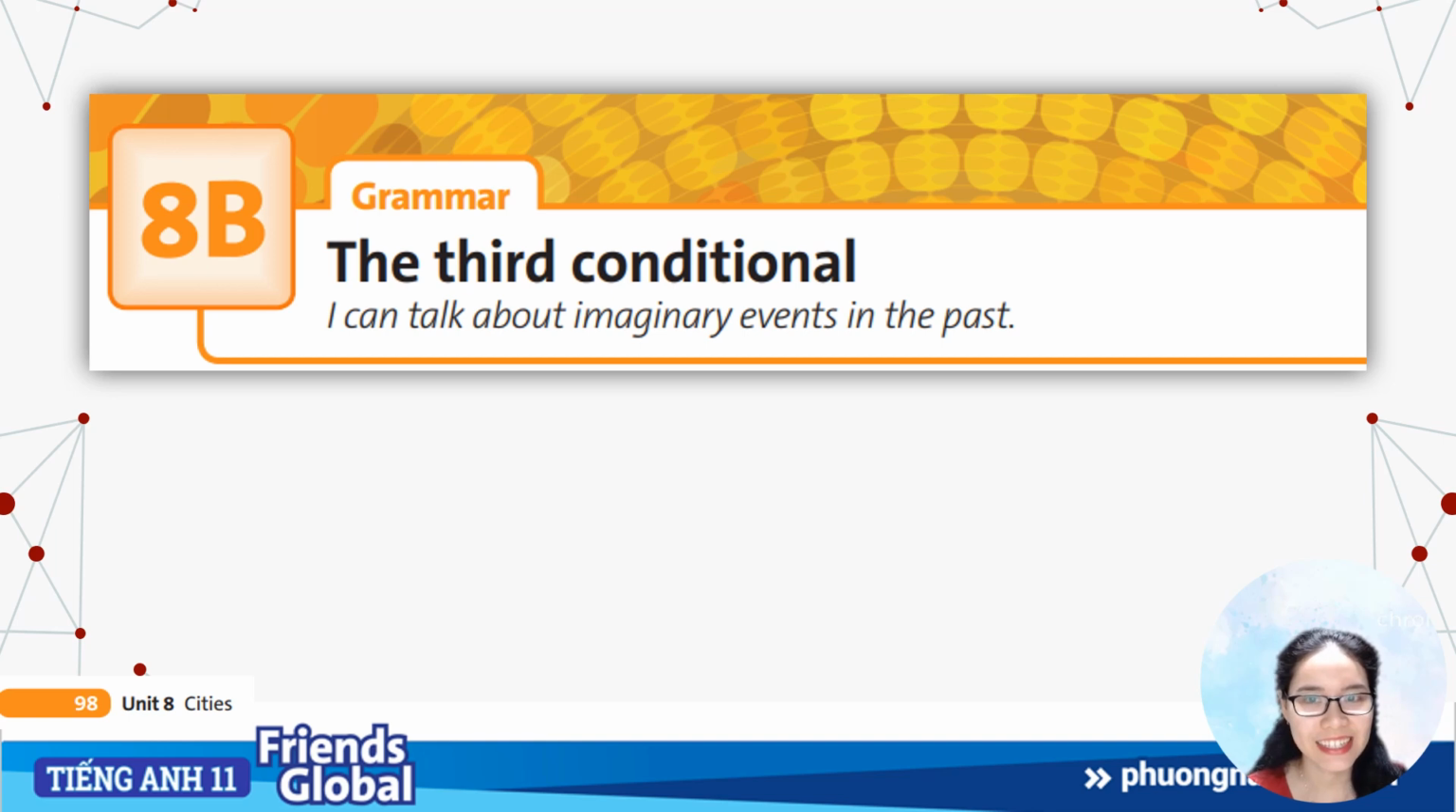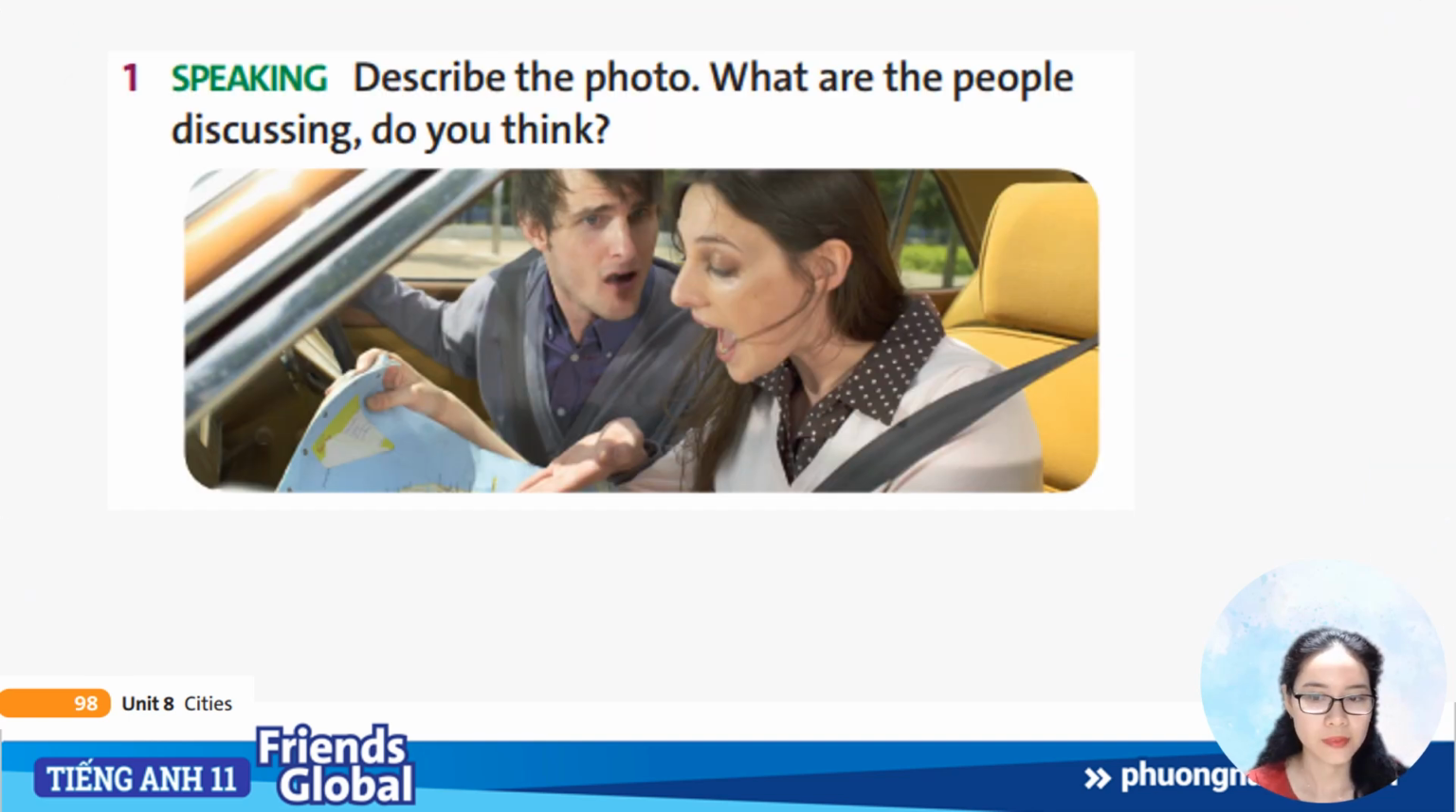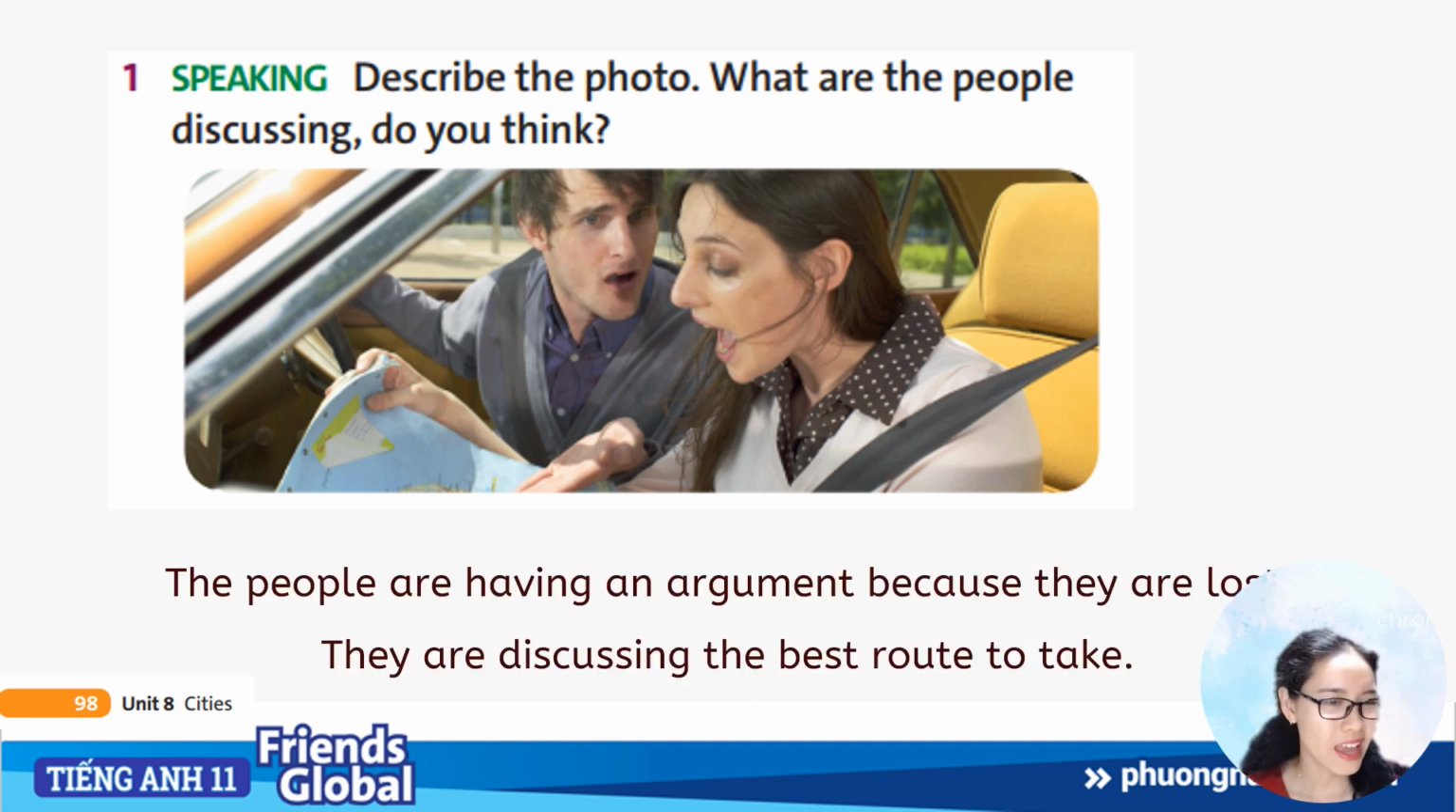Okay, let's get started. Please look at exercise 1 on page 98. Các em hãy nhìn vào bài tập 1 trên trang 98 nha. Describe the photo. What are the people discussing? So, they are holding a map, right? So, they are having an argument because they are lost. And I think they are discussing the best route to take.